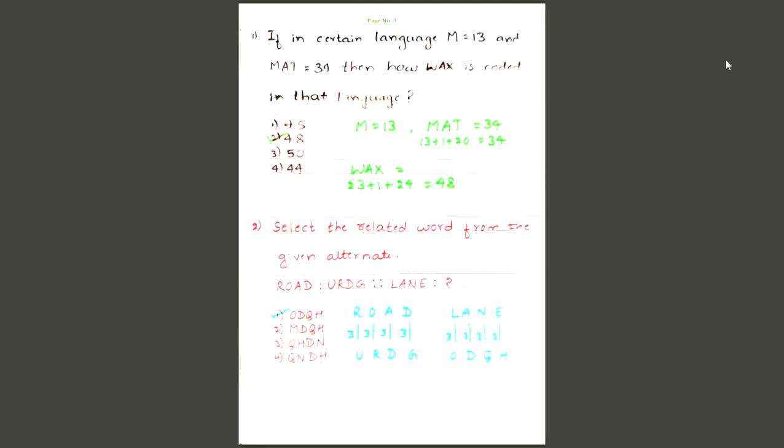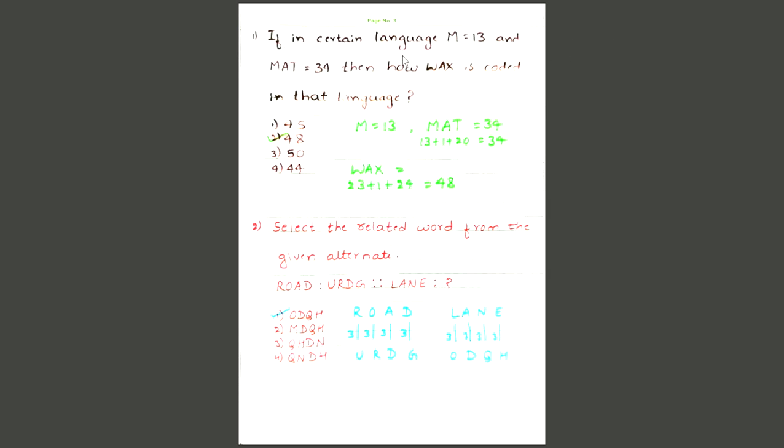Today we are discussing reasoning, that is coding and decoding. In many competitive exams, many questions are asked from coding and decoding. In RRB, at least 4 to 5 questions are asked from coding and decoding. Let's start.